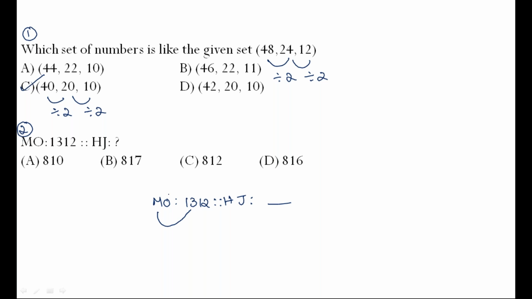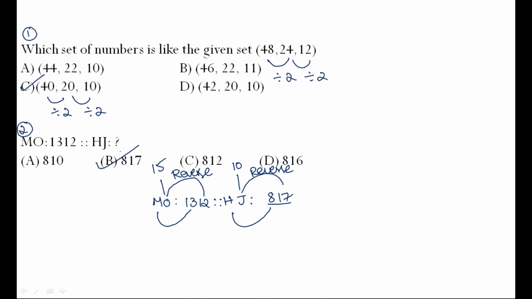M value is 13, but O reverse value is 12. O reverse coding is 12. O normal value is 15. Reverse is 12, right? M is 13 directly. And in the same fashion, H is 8. J reverse value, J originally 10. If you want to go for the reverse value, we need 17.